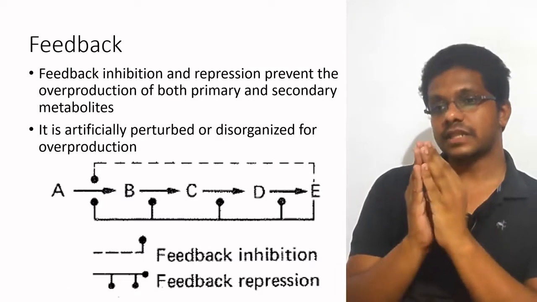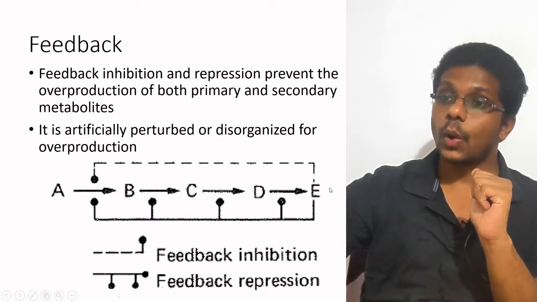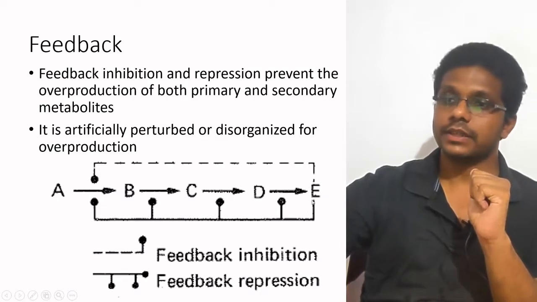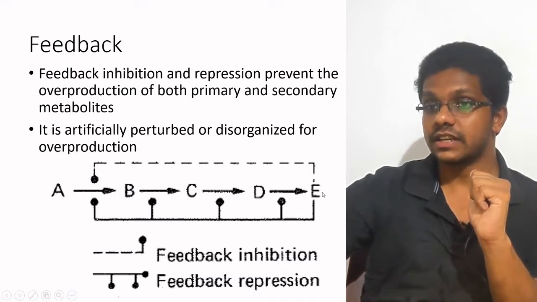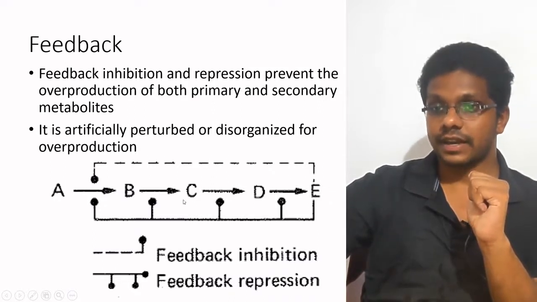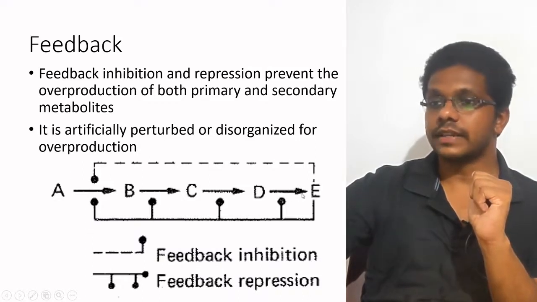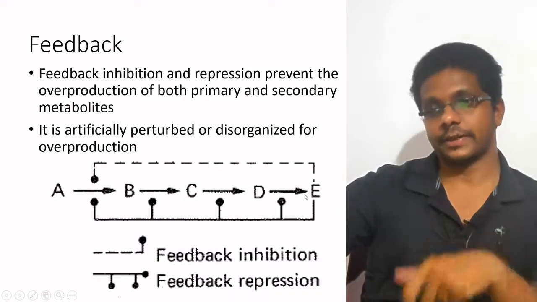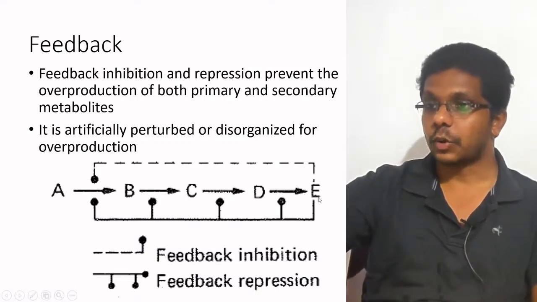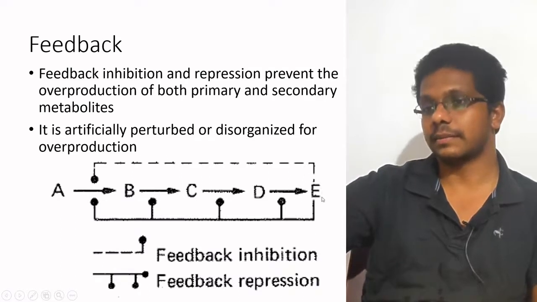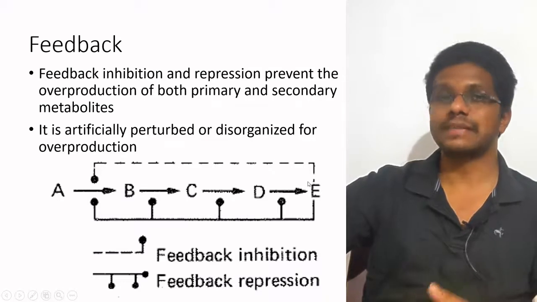Feedback inhibition and feedback repression exist to prevent the over-accumulation of the product. If the amount of product increases, it binds to the enzymes and inhibits the reaction, and the flux through the pathway will be decreased, so the production of E will be reduced. But in the bioprocess industry, we want more product. We don't want the bacteria to produce the minimum required amount of product. We want to produce the maximum amount of product.